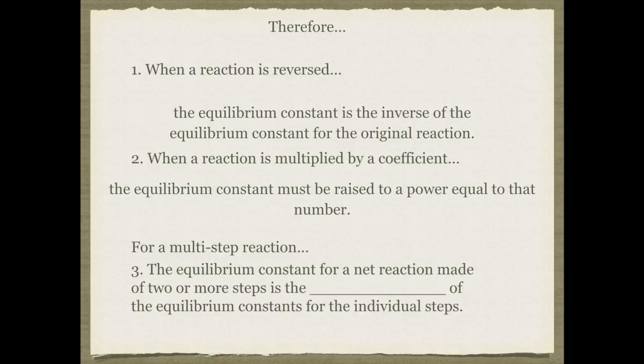Finally, if I have a multi-step reaction, the equilibrium constant for the net reaction made of 2 or more steps is simply going to be the product of the equilibrium constants for those individual steps. So in the example, I flipped both of the reactions, so I found the inverse of the equilibrium constant, and then to find the equilibrium constant of the reaction I was concerned with, I simply multiplied those new equilibrium constants together. So those are the ways that you can manipulate your reactions and subsequently calculate your equilibrium constant after you have completed those manipulations.